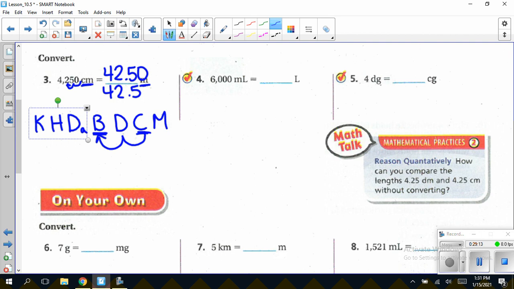So to show our work for these questions, we just have to figure out the number of swoops and then show the swoops and going in the correct direction. So for number 4, write your letters again.